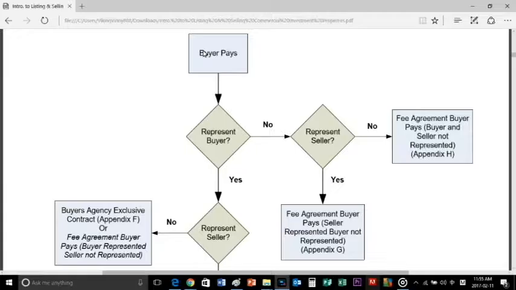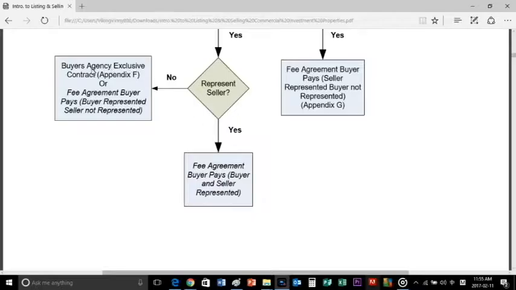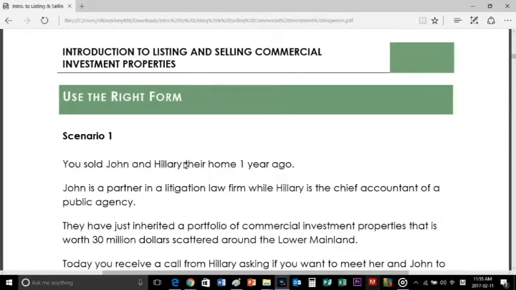So if you go down here again, buyer pays, represent buyer, yes. So we say represent seller. If it's a no, buyer's agency exclusive contract, Appendix F, or fee agreement, buyer pays, buyer represented, seller not represented. If we say yes to represent the seller, we say fee agreement, buyer pays, buyer and seller represented. So use the right form.